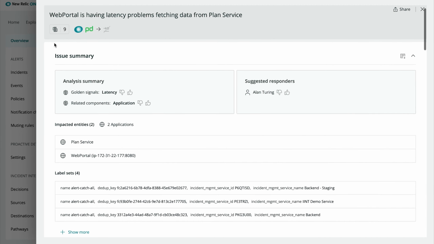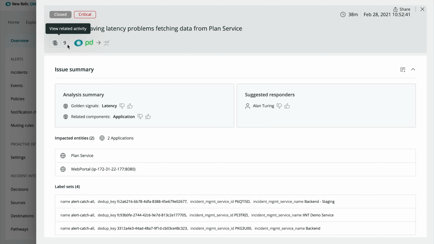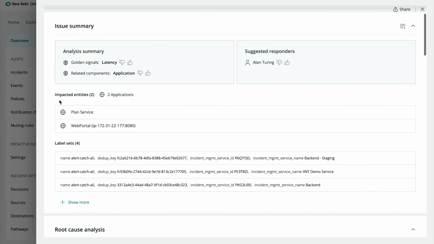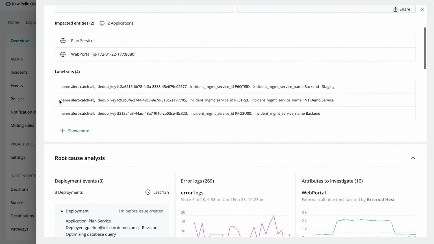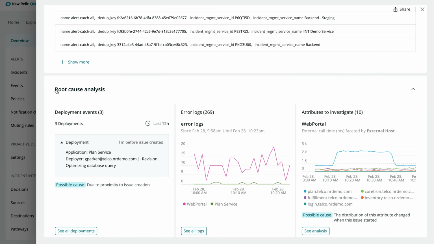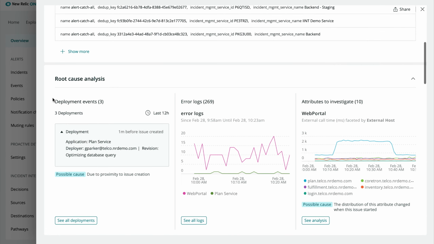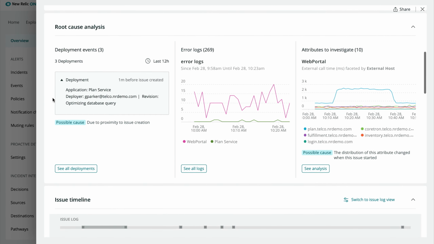Now, using AI and ML, we've reduced alert noise by correlating these 9 related incidents into one issue, added insight into the impact of the issue with related components, impacted entities, and anomalous signals and related services. And we quickly narrowed down why the issue occurred with automatic classification of correlated issues based on golden signals and highlighted which relevant deployments and intentional changes contributed to the issue.